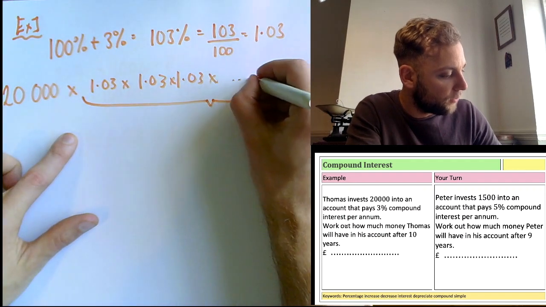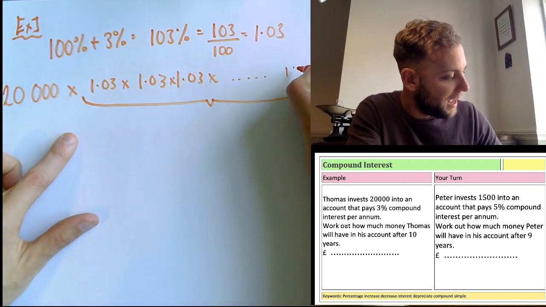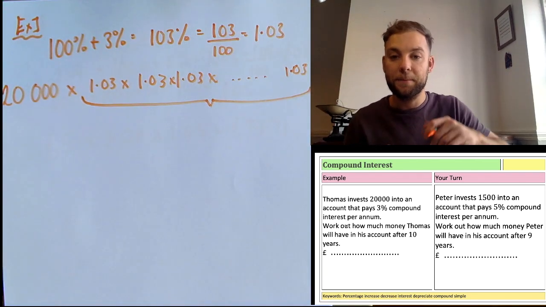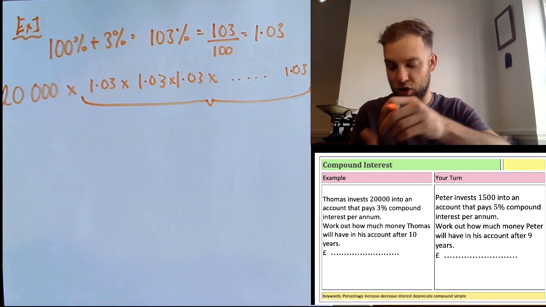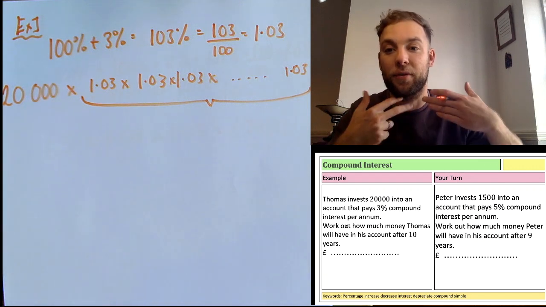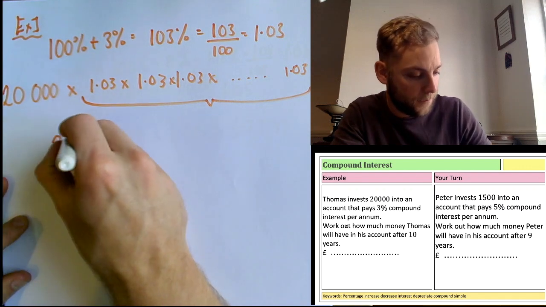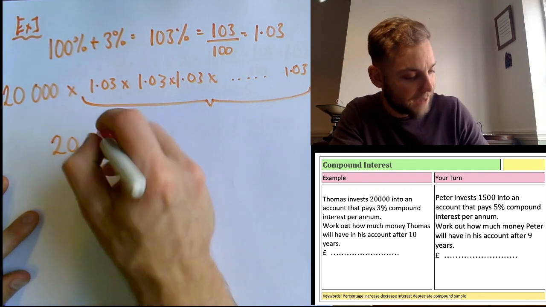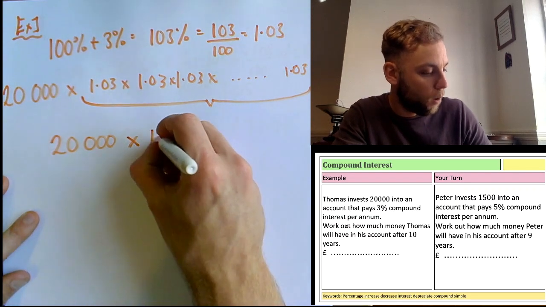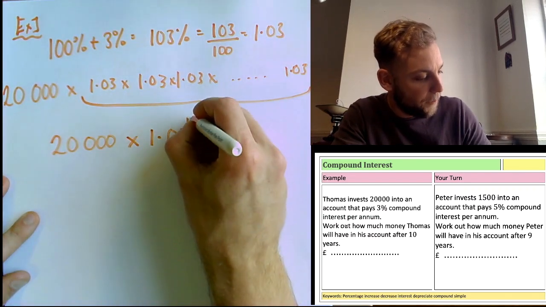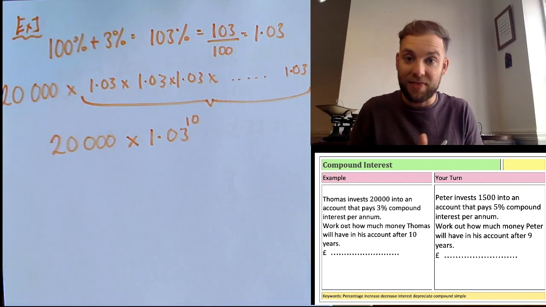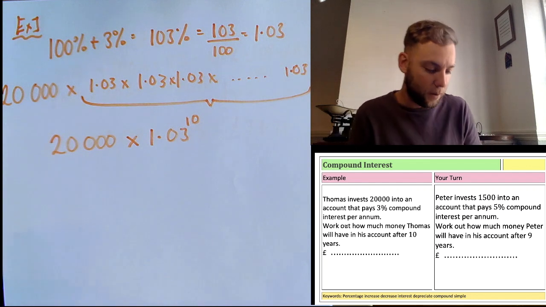If I've got these times together 10 times, the quick way of doing this, anything times together, like 2 times 2 times 2, you wouldn't write 2 times 2 times 2, you'd write 2 to the power of 3. So with this one here, instead of writing this out 10 times, I'm going to do 20,000 times by 1.03 to the power of 10. And this is the same as writing it out 10 times. And that there is kind of your basics of how to do compound interest.